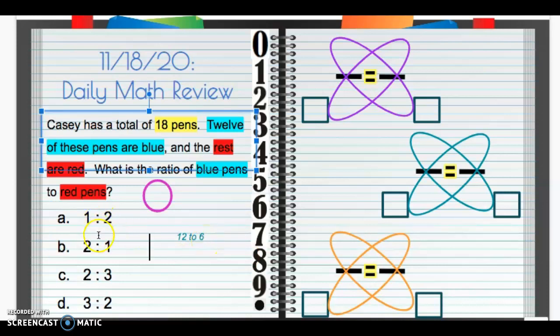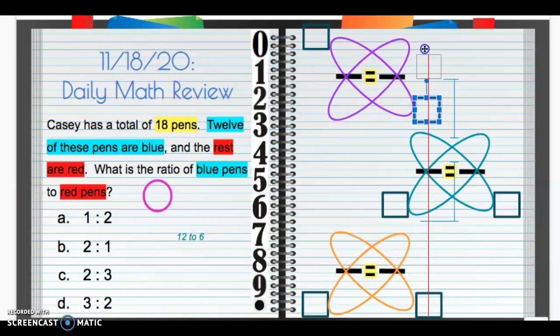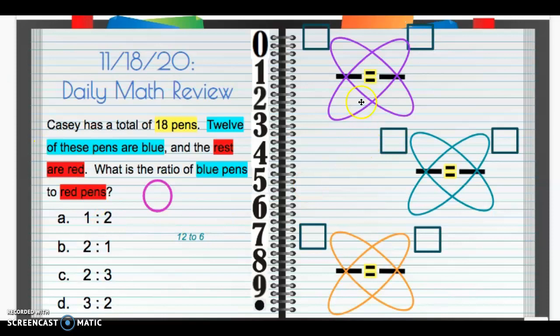They want to know which one of these. I don't see 12 to 6 though here. I see 1 to 2, 2 to 1, 2 to 3, and 3 to 2. So I have to figure out which one of these is the equivalent ratio of 12 to 6. If we're trying to find an equivalent ratio, we have to do the butterfly method. So we're going to do the butterfly method.